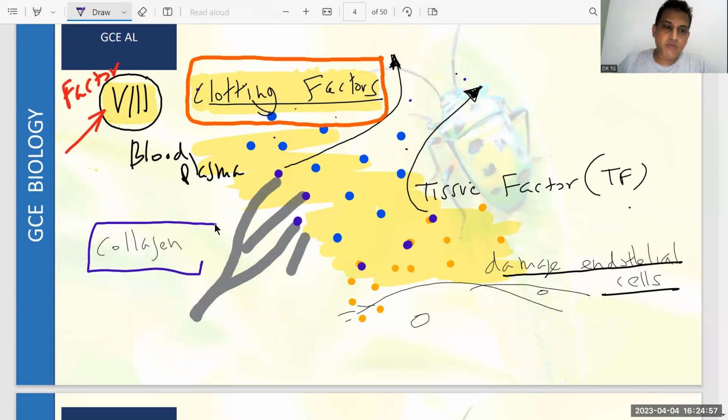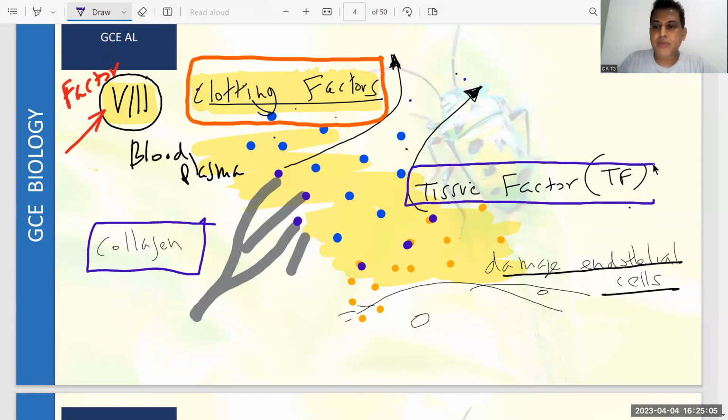If collagen is exposed due to the damage of blood vessels, and tissue factors are released from the damaged tissues, they activate clotting factors in the blood. Clotting factors are in an inactive state. When collagen and tissue factors are exposed, the clotting factors activate. So inactive clotting factors become active clotting factors.